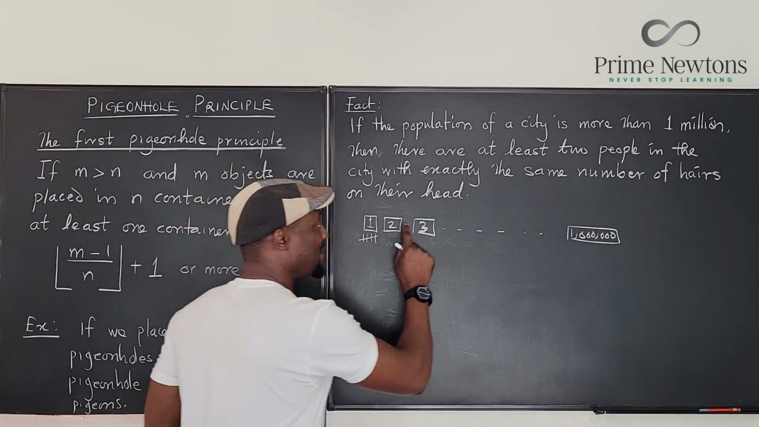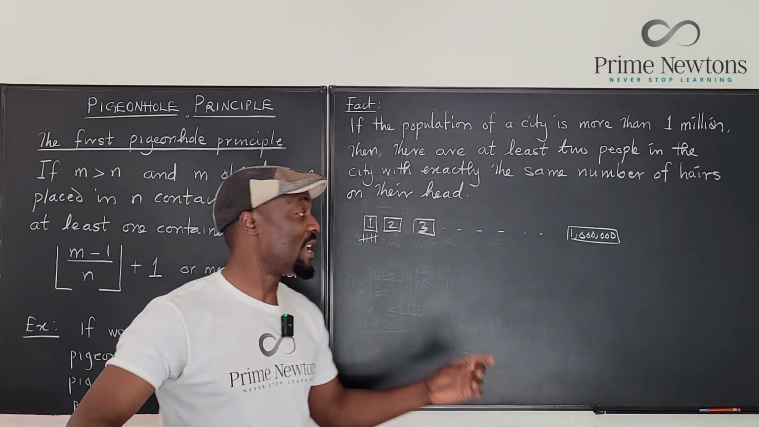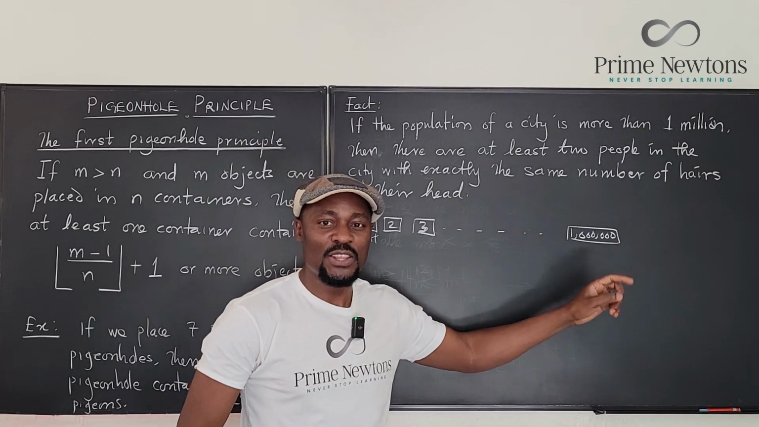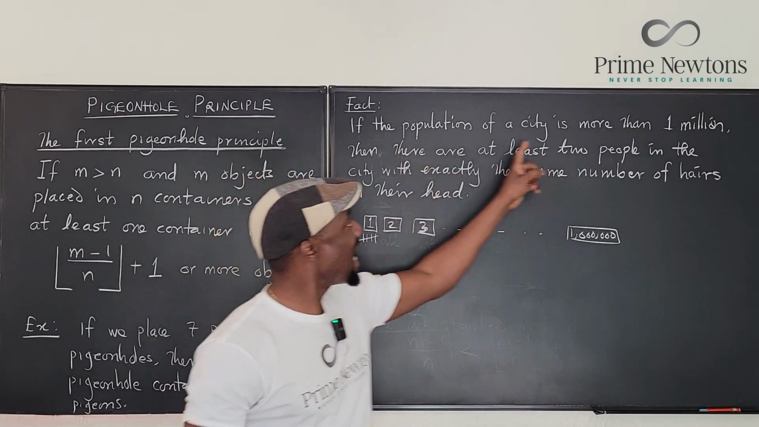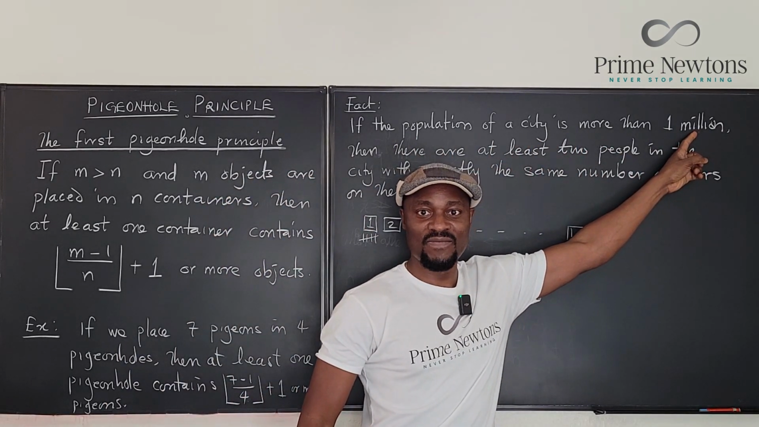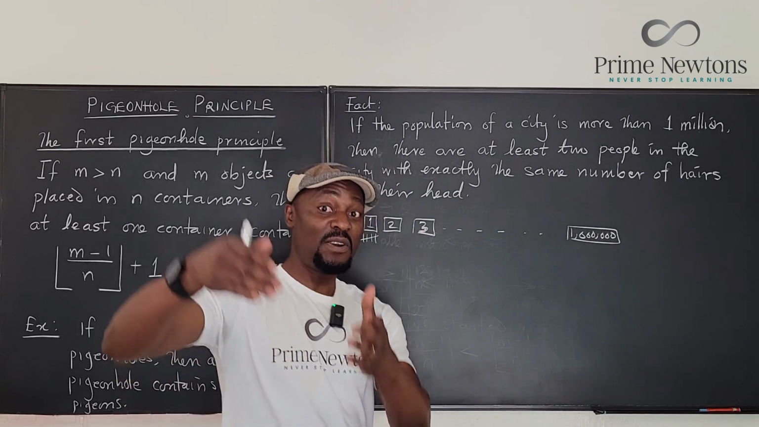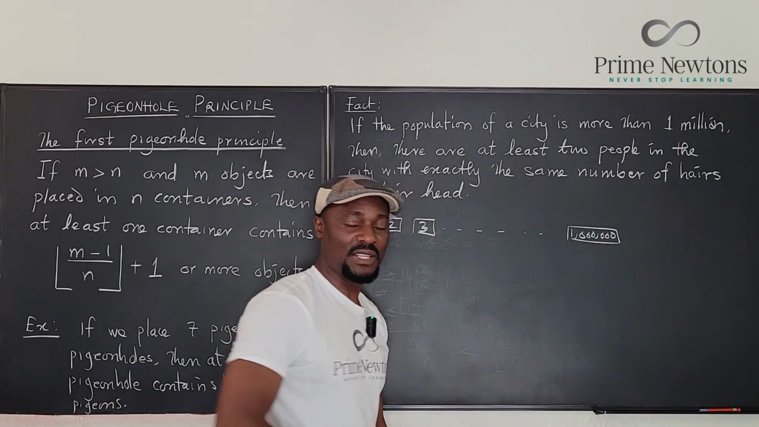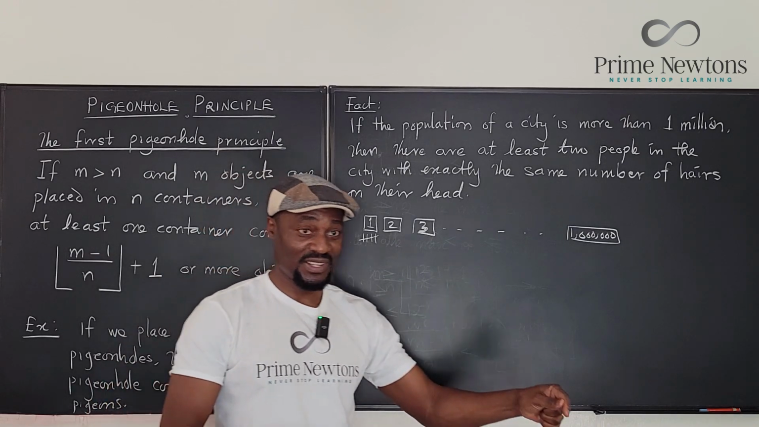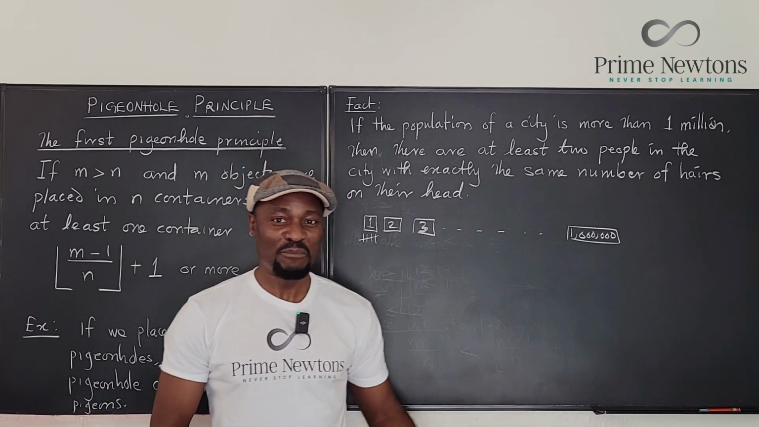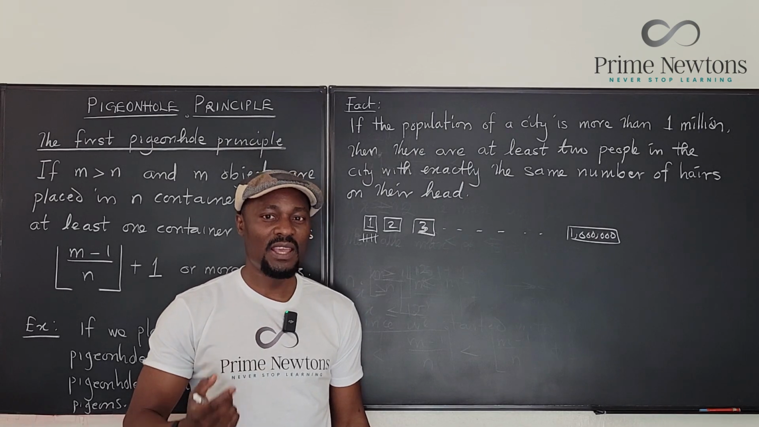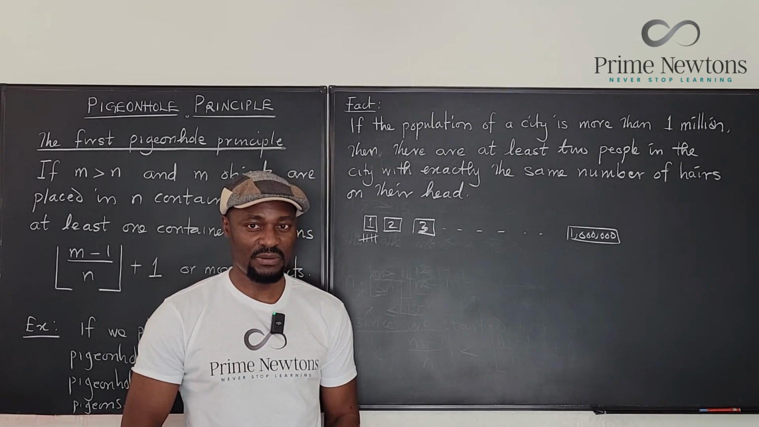Now, after you've filled in all of this, suppose we find somebody who has each of these numbers of hairs on their head. If a city has more than 1,000,000, the 1,000,001st person has to be put in one of these other categories. So that means that person and one of these other persons must have exactly the same number of hairs on their head. That is the pigeonhole principle.